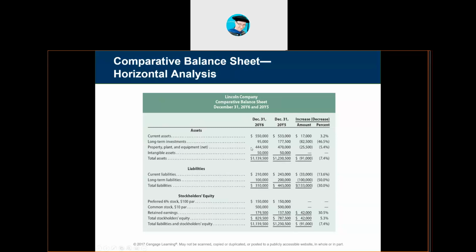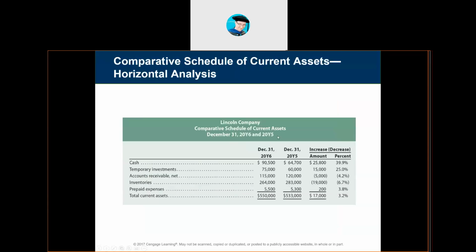And we do this for each line item. That's the concept of horizontal analysis. Think of left to right as the horizon line. That's why we call it the horizontal analysis. New minus old divided by old. 2016 minus 2015 divided by 2015. That's horizontal analysis.